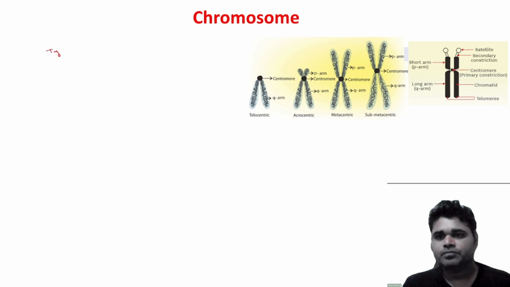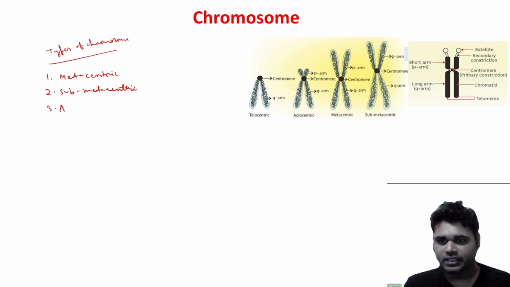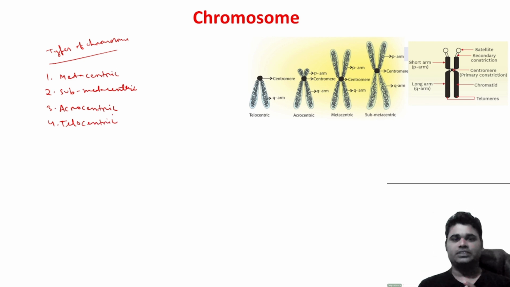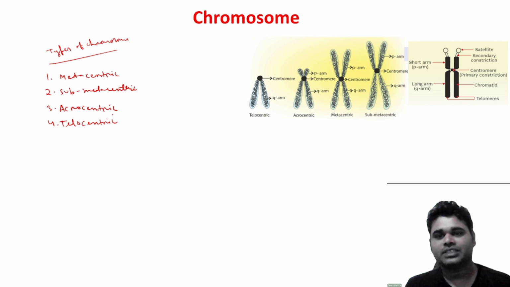different types of chromosome. So first one is called the metacentric. The second one is called the submetacentric. Third one is called the acrocentric, and the fourth one is called the telocentric. So these 4 types of chromosomes are present on the basis of the presence of the centromere.